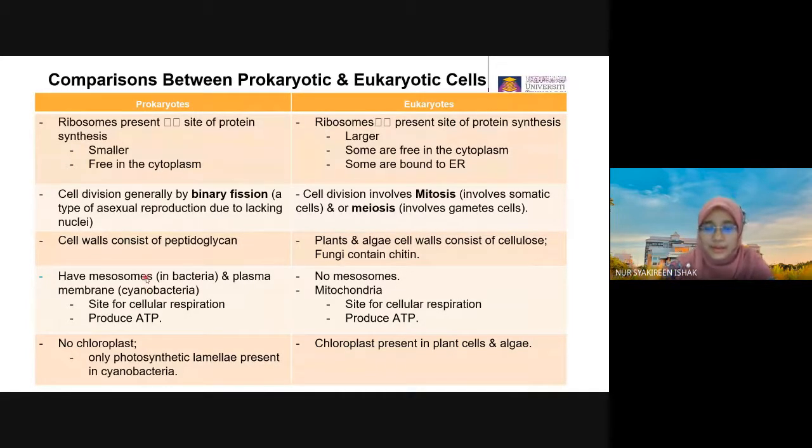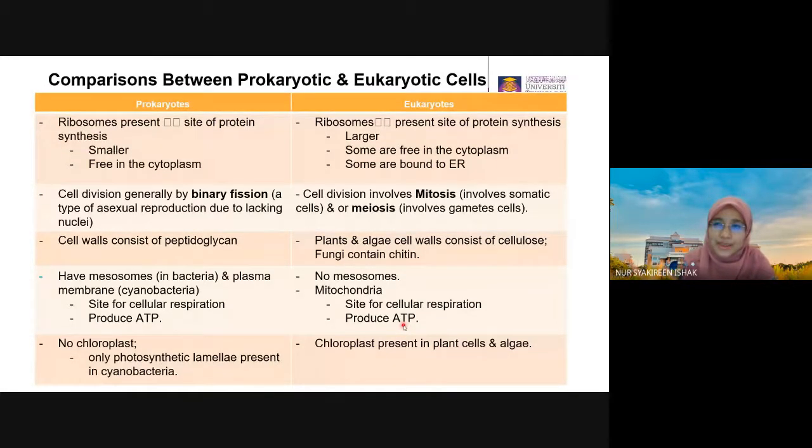As for eukaryotes, they have no mesosome, obviously. So they depend on mitochondria to carry out cellular respiration to produce ATP, which is the energy currency for the cell, so that the cell can use ATP to do cellular work, such as movement, such as to control what goes in and out of the cell through active transport.